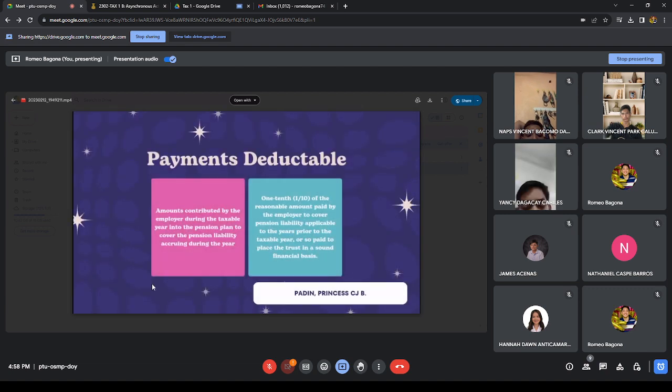So the payments to employees' pension trust which are deductible are, number one, amounts contributed by the employer during the taxable year into the pension plan to cover the pension liability accruing during the year. Payments under this are considered as ordinary and necessary business expenses, allowed as deductions.